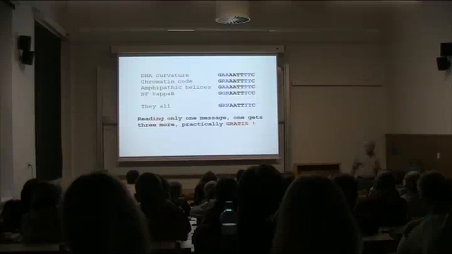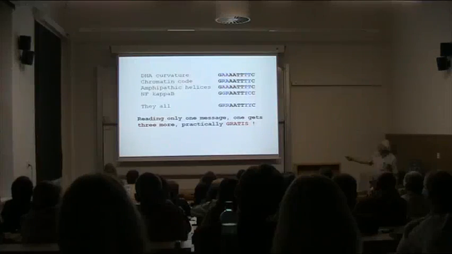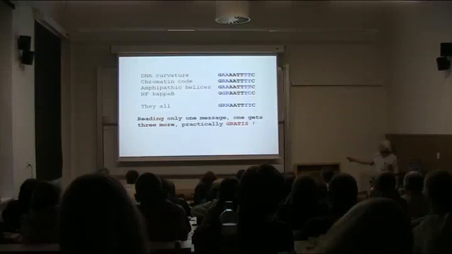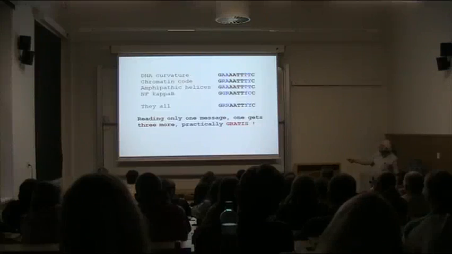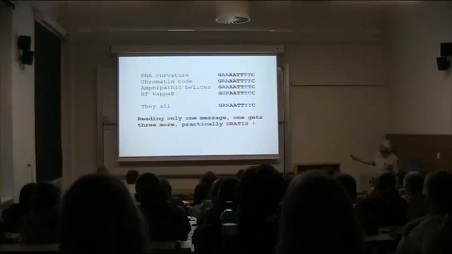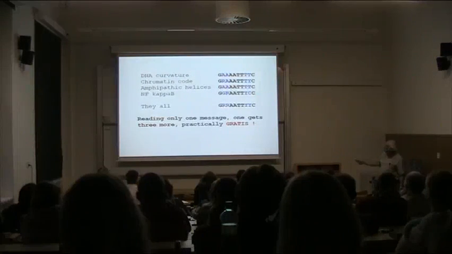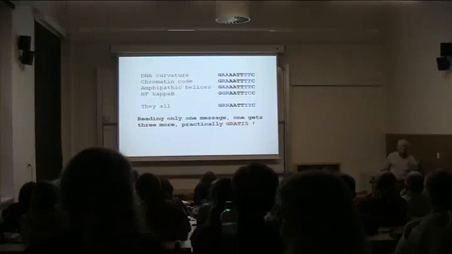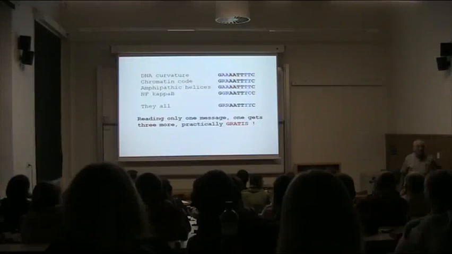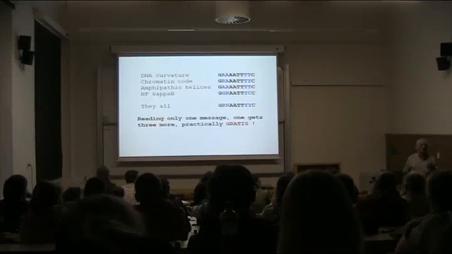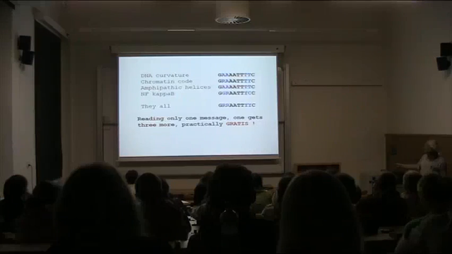So we have the same sequence, or almost the same sequence, coding for DNA curvature, this one, coding for nucleosome positioning, this one, coding for amphipathic helices, both in prokaryotes and eukaryotes, this one, and coding for the binding site for NF kappa B. They all follow the same pattern, GRRAATTYYC. In other words, you have a sequence now which encodes simultaneously 4 completely different, I stress it, completely different messages. And reading only one message, one gets 3 more practically gratis.